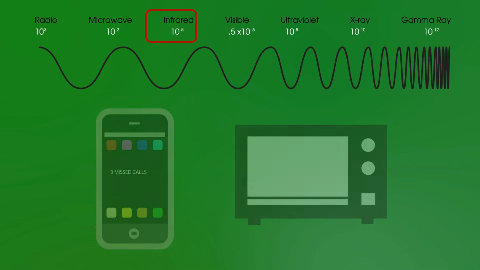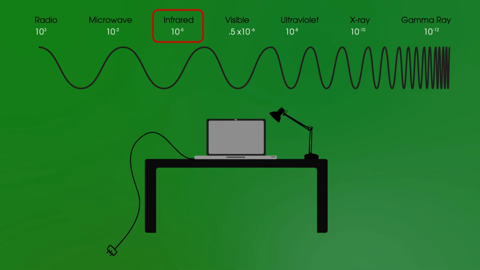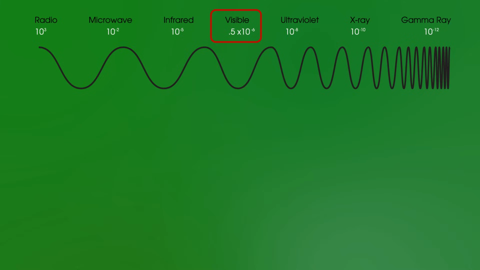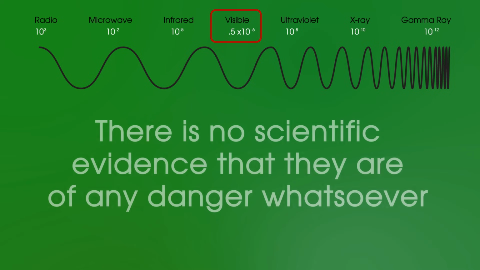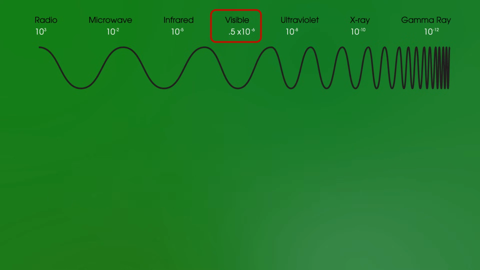Infrared, as we know, carries heat and can be used in thermal imaging and for grills for cooking, and it is also used in communications, as is visible light, both being sent down optical fibres. So all these four lower energy electromagnetic waves are used in communication. But is there any danger in using them? Well, at the moment, there is no scientific evidence that any of these parts of the EM spectrum pose any danger whatsoever, apart from maybe getting burnt by infrared.